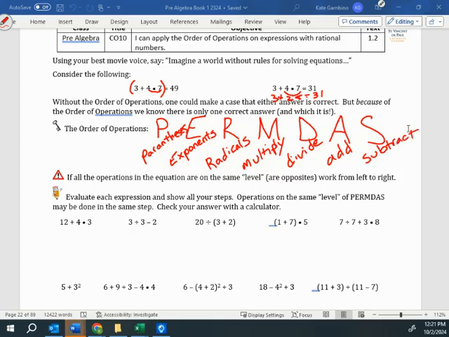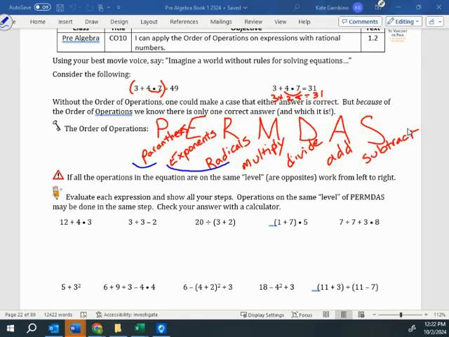Now, these come in different levels. Our first level is just parentheses. You always, always, always look to see if there's a parentheses. You do the parentheses first. Our next level is exponents or radicals. An exponent would be like 3 squared. So 3 squared would be 3 times 3. You just do it 2 times. You're multiplying that number by itself, however many times that exponent tells us.